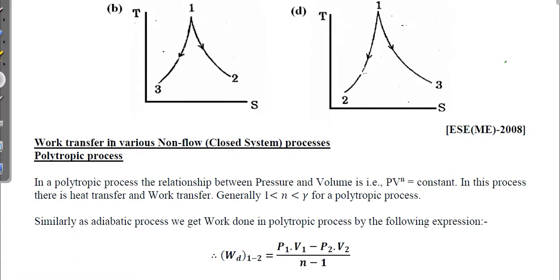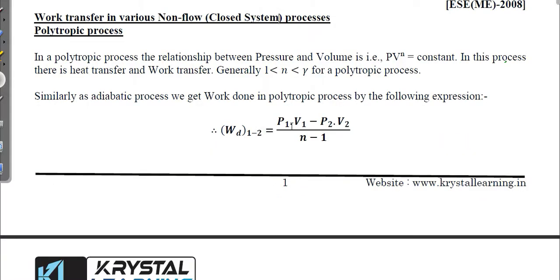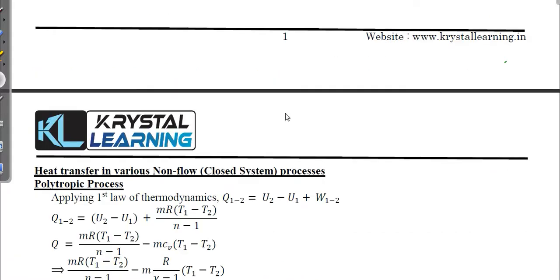First of all, we will calculate the work transfer for a closed system for a polytropic process. For a polytropic process, work done is given by this formula: P1 V1 minus P2 V2 upon n minus 1, for a closed system. Just pay attention, we are assuming this system to be a closed system.